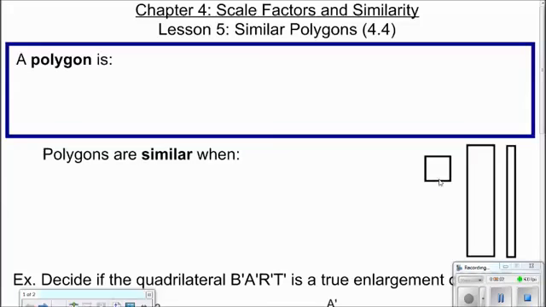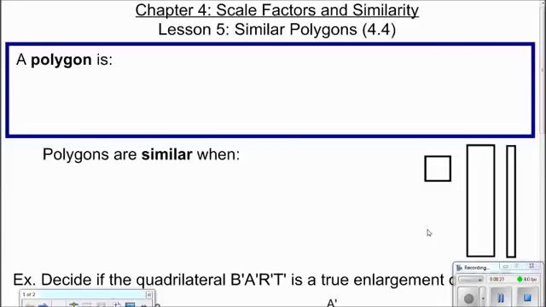Okay, so this is chapter 4, Scale Factor Similarity, lesson 5, and this one has sound. Sorry about that, guys. So we're going to start looking at similar polygons. In the last two lessons, we looked at similar triangles, and so in this lesson, we're going to be moving to shapes with more than 3 sides.